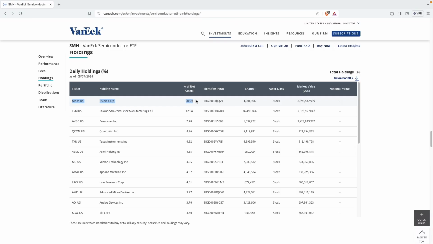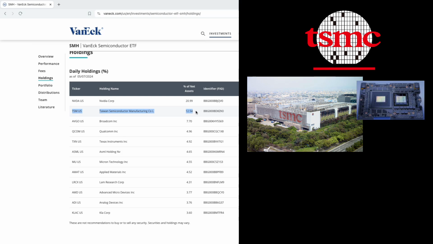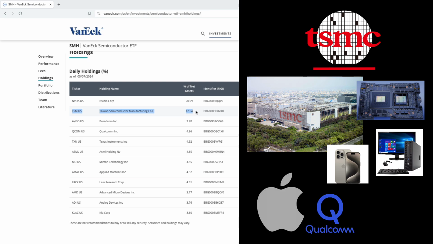Up next here we have Taiwan Semiconductor. TSMC manufactures more than 90% of the world's next generation logic chips. They also manufacture chips for PCs, smartphones, and for Apple, Qualcomm, AMD, and most of this list.